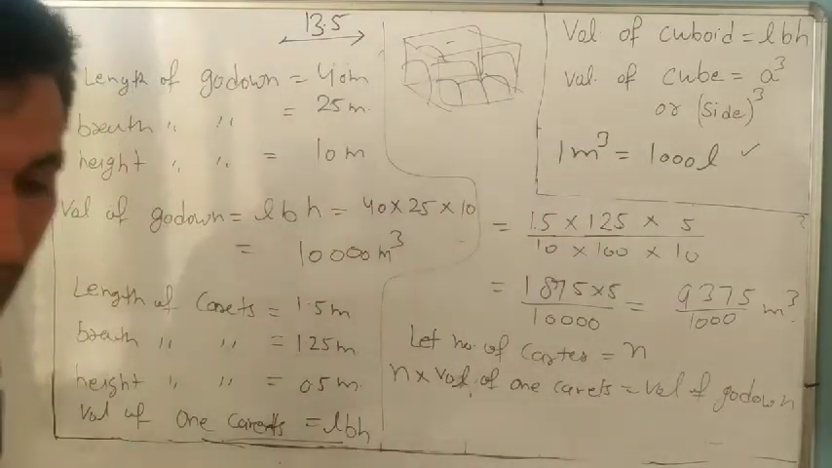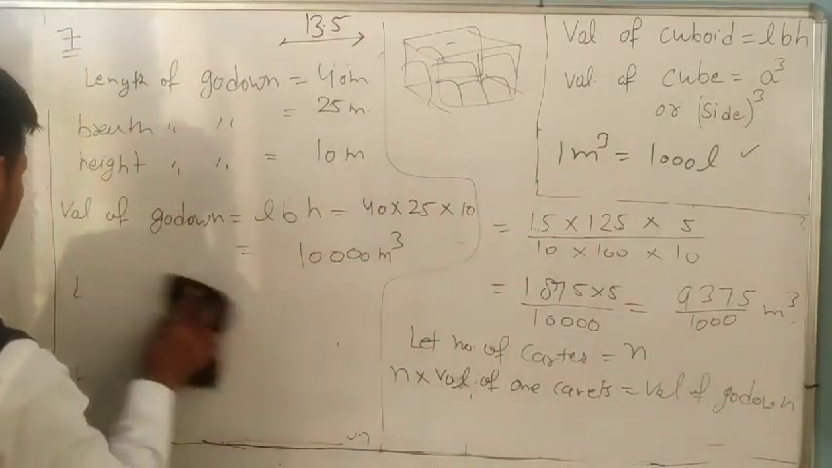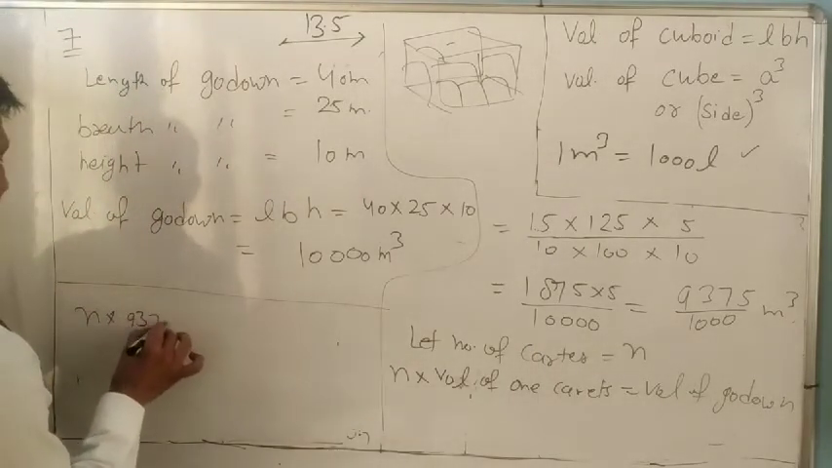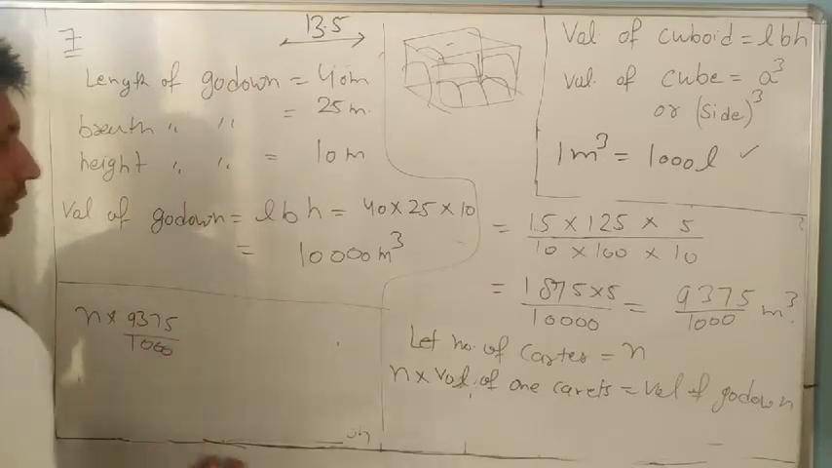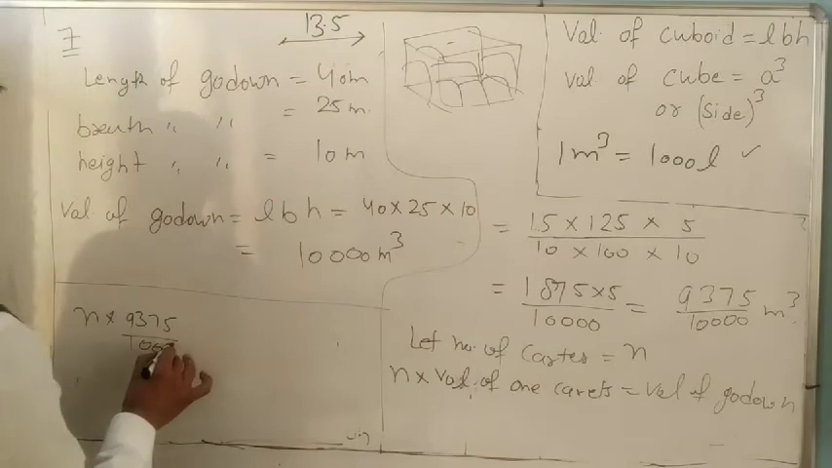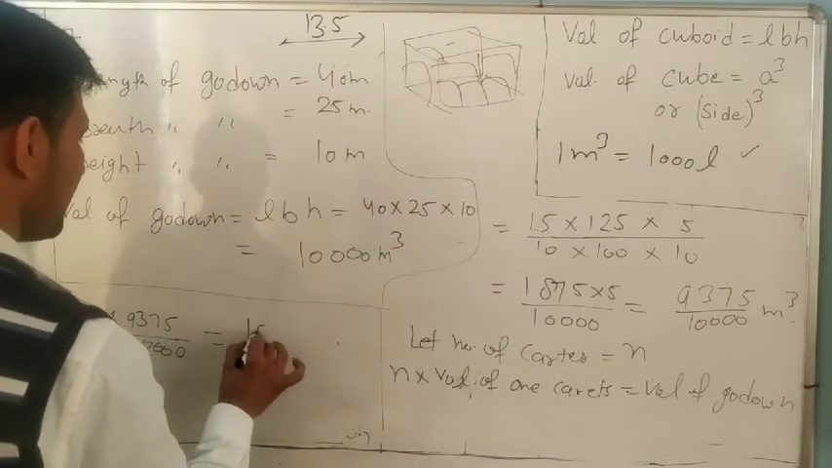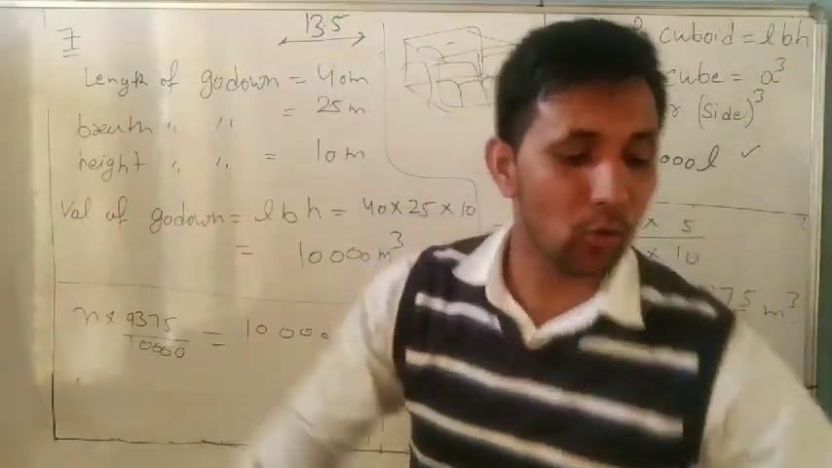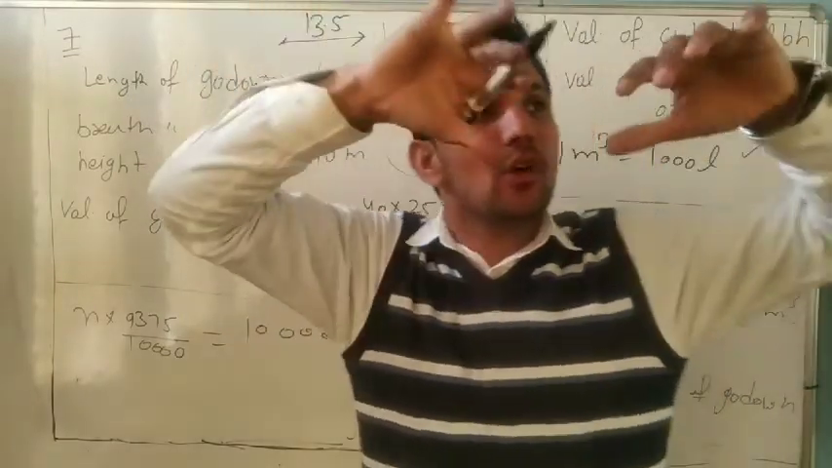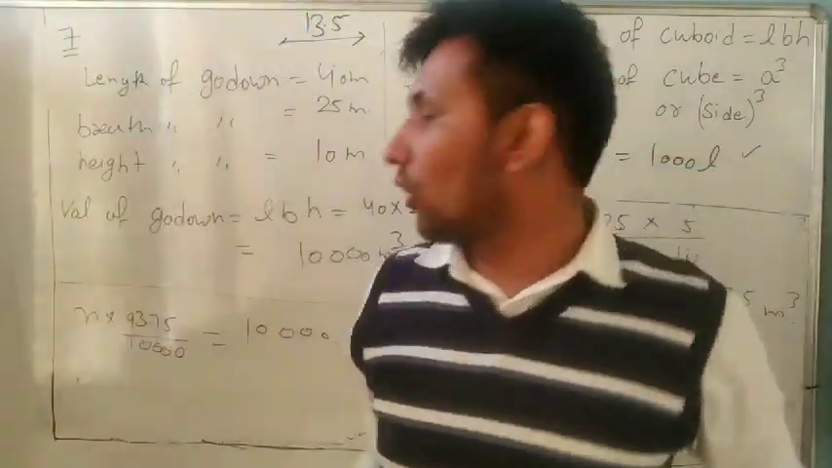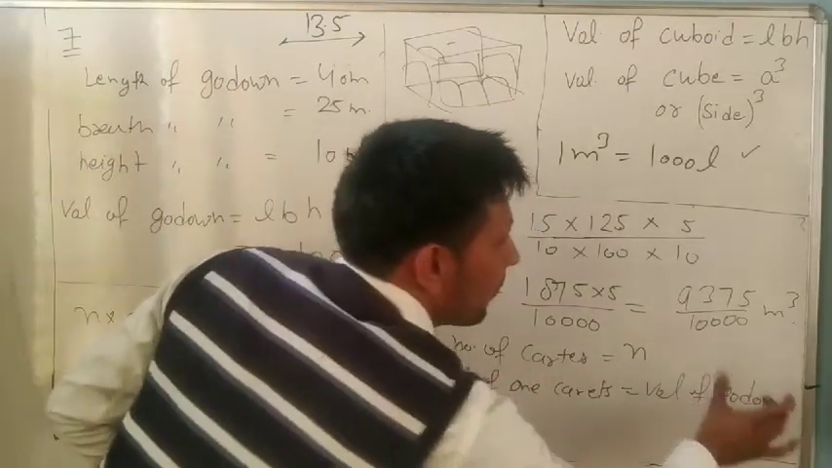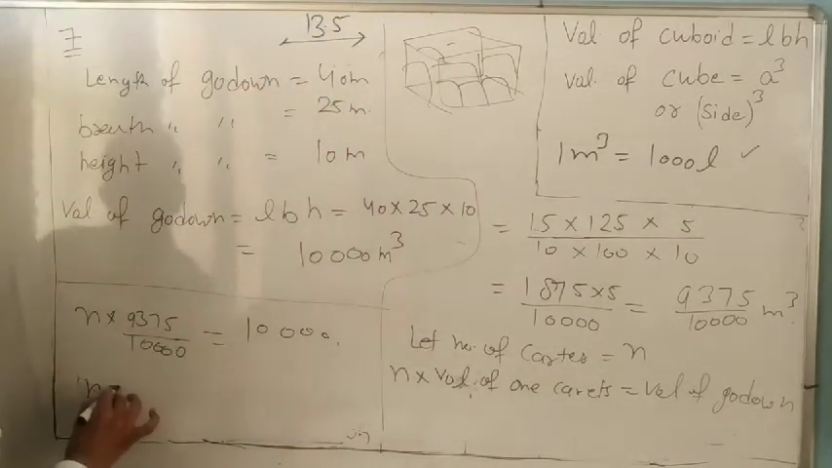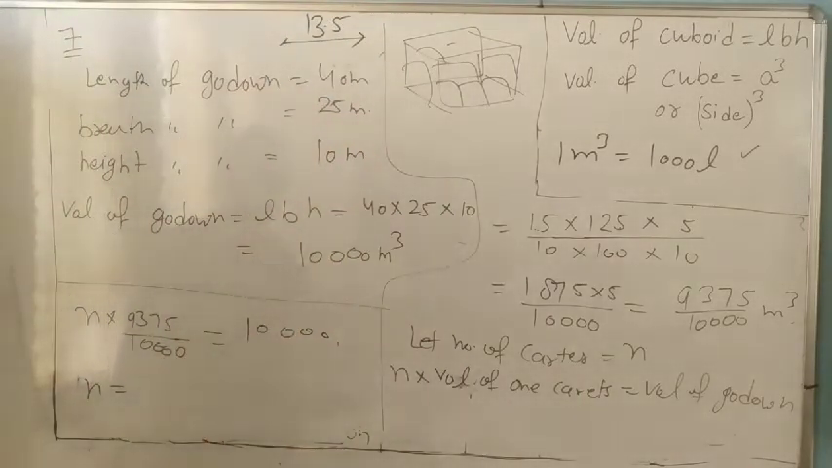Now I am writing here. So n multiplied by 9375 divided by 10,000 equals the volume of the godown, 10,000. It is very simple. All the carats are put in the room and the room is filled, so the volume of the godown equals the volume of all carats, because the carats are being put in the godown.